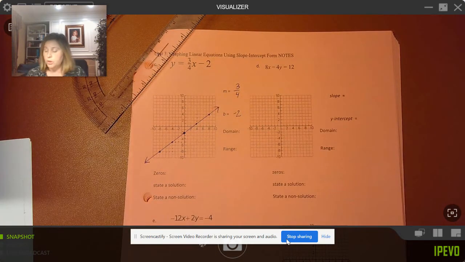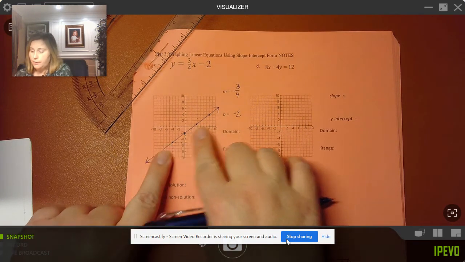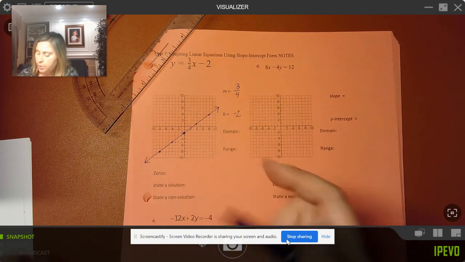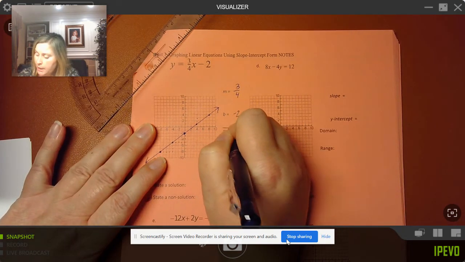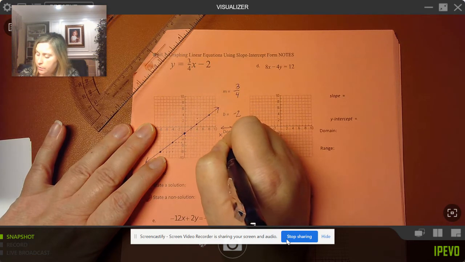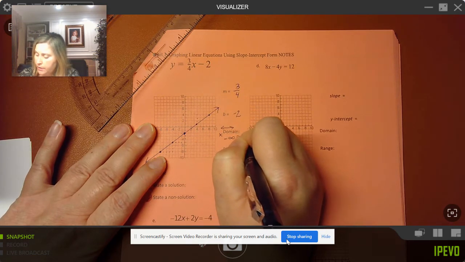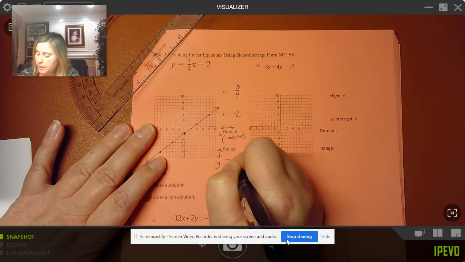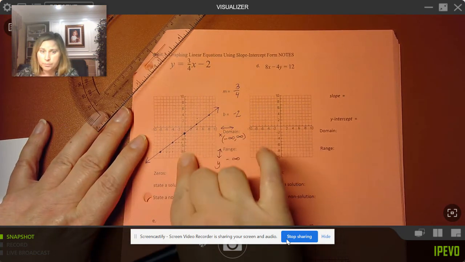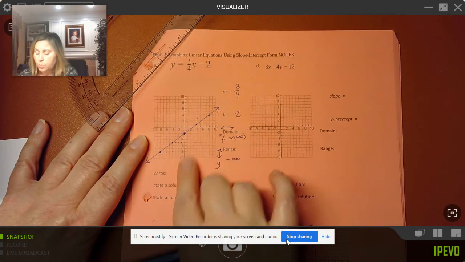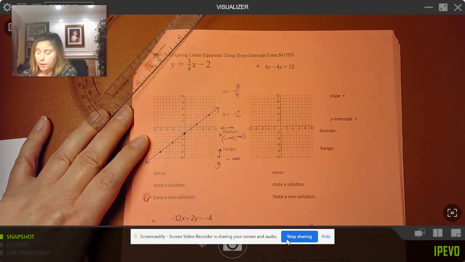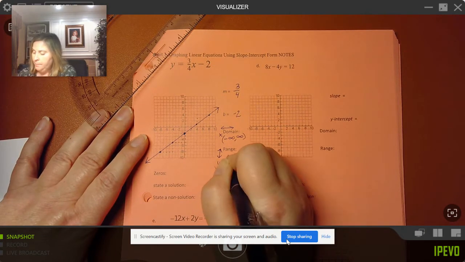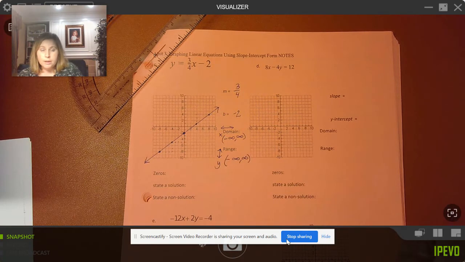Okay, domain and range. This goes left forever, it goes right forever. So as I move left, this line will continue to exist. As I move right, the line will continue to exist. So remember, domain is all the x values, so -infinity to +infinity. Range is all of our y values, so also it goes down forever. So my y values, any y value will work for this line. Any x value will have a point on this line. So -infinity to +infinity.